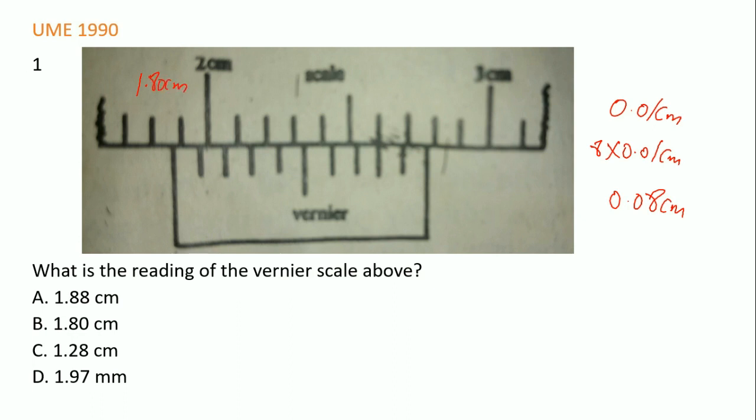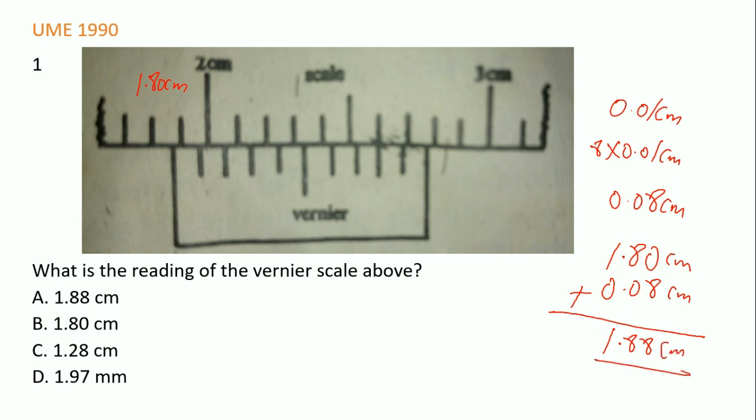centimeter. And what you now do is add this to the reading on the vernier scale. So that's going to be 1.80 centimeters plus 0.08 centimeters, and we will be having 1.88 centimeters, which is option A.